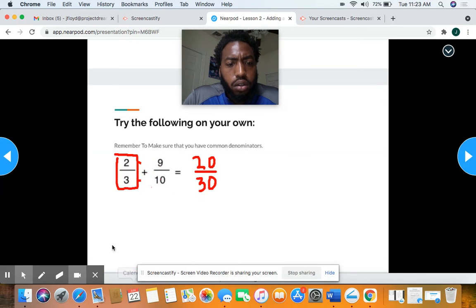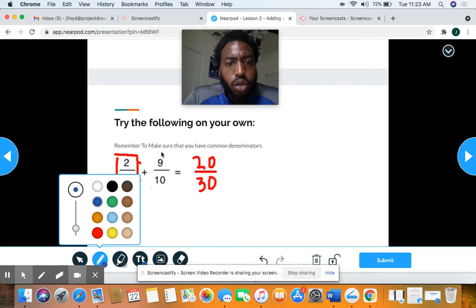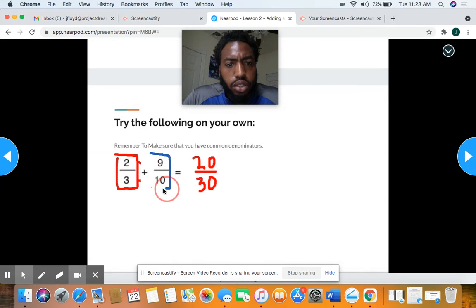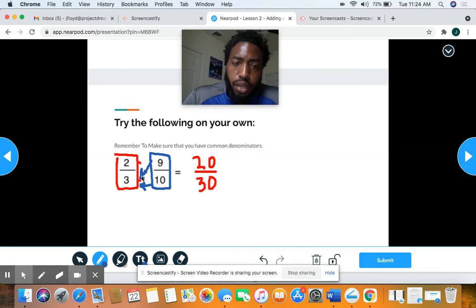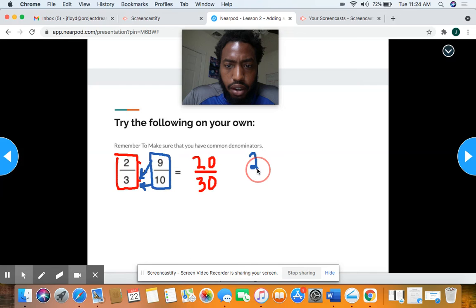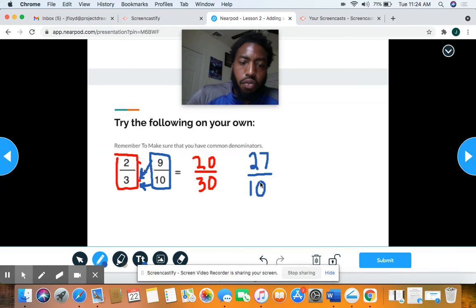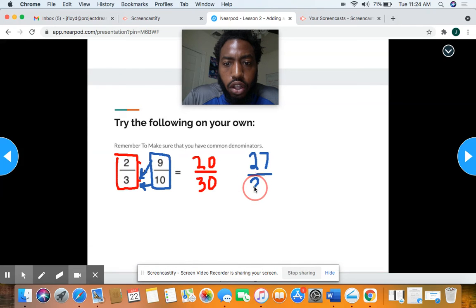Now I'm going to draw a blue rectangle around my second fraction. I got my arrows pointing to the opposite denominator, or the denominator from the other fraction. And now I have to do some multiplication because the arrows mean multiplication. And 9 times 3 is 27. That should be 27 over 10, right? Wrong. We should not be doing 27 over 10. It should be 27 over 30.